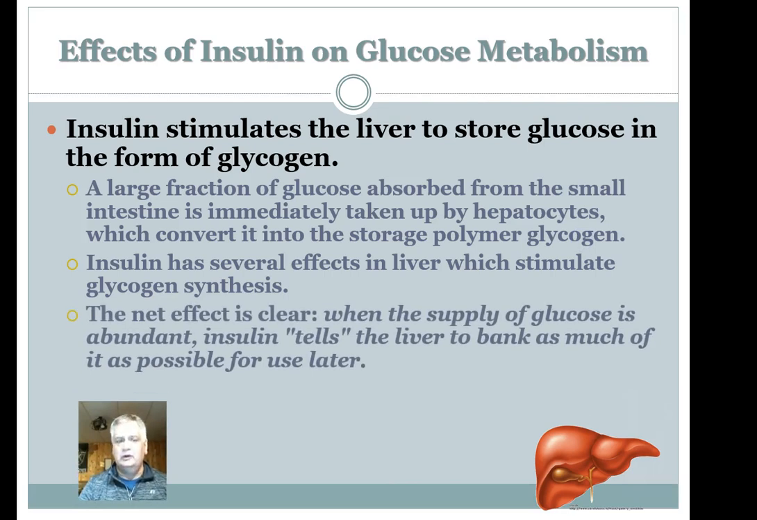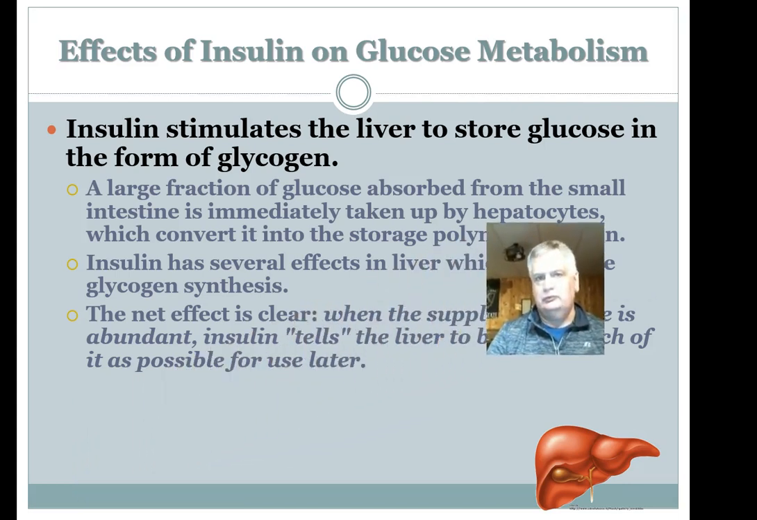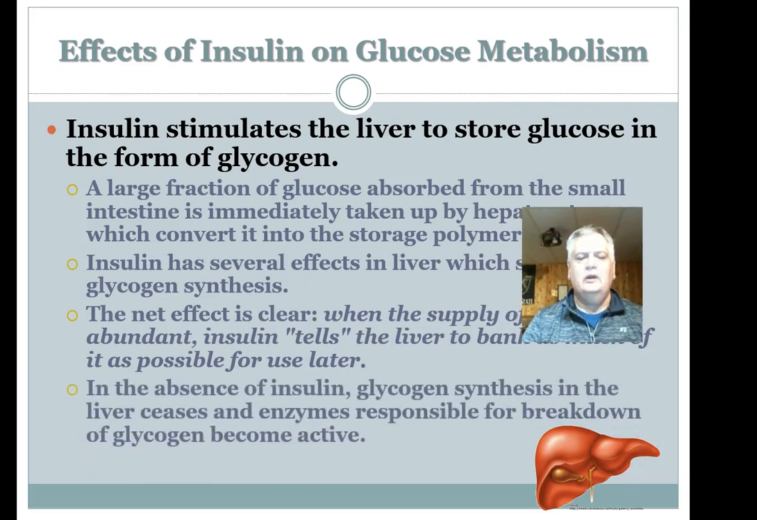So the net effect is pretty clear then. When the supply of glucose is abundant, insulin, secreted by the pancreas, tells the liver, when it binds to the insulin receptors, to bank as much of that glucose as possible and store it for later use. For a rainy day, you might say. In the absence of insulin, glycogen synthesis in the liver is going to cease. So if there's no insulin on the receptors, this whole process of forming glycogen as glucose enters is going to cease. And the enzymes responsible for the breakdown of glycogen will then become active.